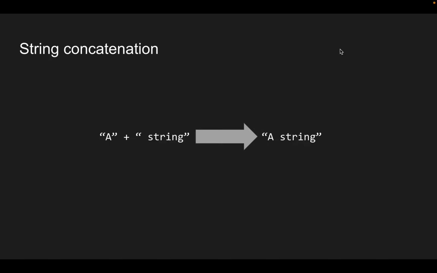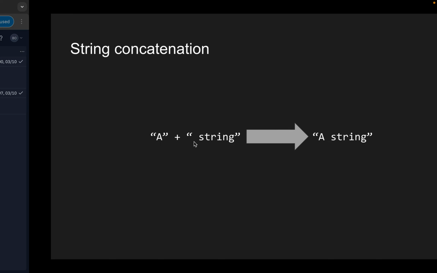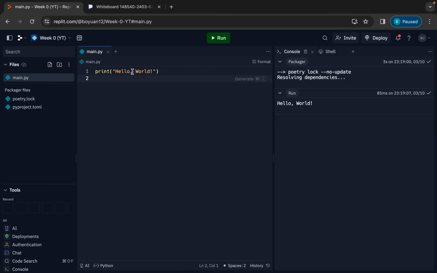Okay, so in the next thing, let's talk about string concatenation. String concatenation all it does is merge two strings together, very literally, just merge two strings together like this. So let's create another print statement. You press enter, that creates a new line for us, and then all we need to write is this.